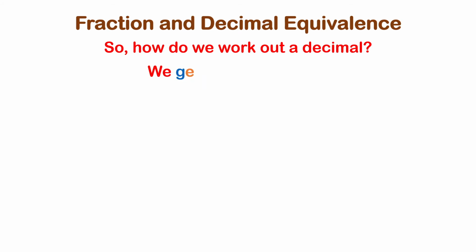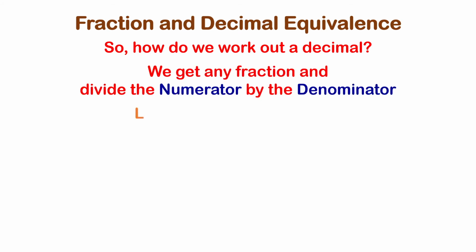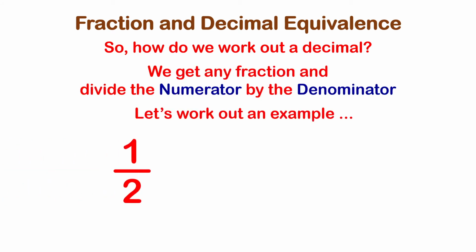Now suppose I wanted to change the fraction 1 over 2 into a decimal. All I'm going to do is 1 divided by 2, and if you didn't know, the little fraction line actually means division. It actually means divide. So 1 over 2 just means 1 divided by 2. And if we use the bus stop method, you'll see that 1 divided by 2 is 0.5.